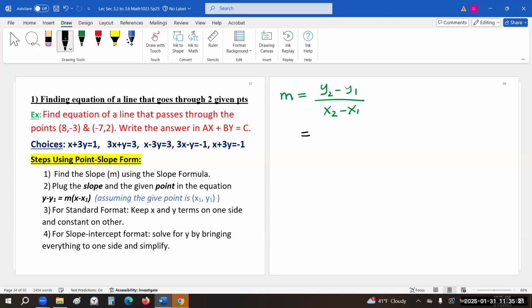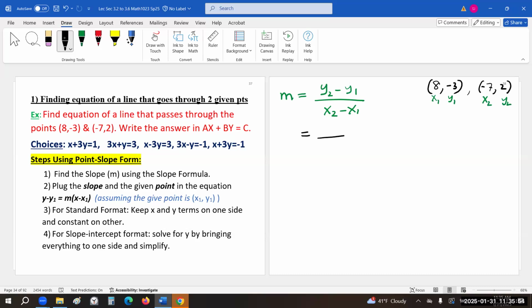Now we have 2 points. Let me write them here for convenience. 8, negative 3, and negative 7, 2. Which one do you want to be your x1, y1? The first one or the second one? It doesn't matter. Let's say the first one, since it's written first. So this is x1, y1. This is x2, y2.